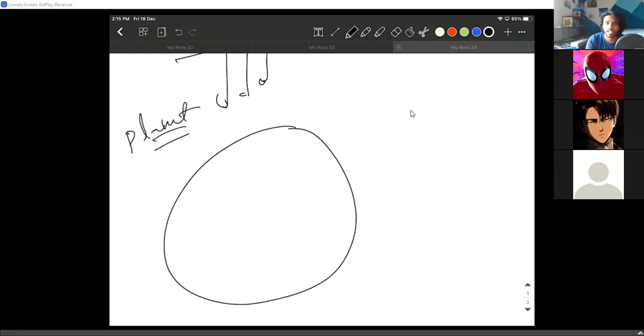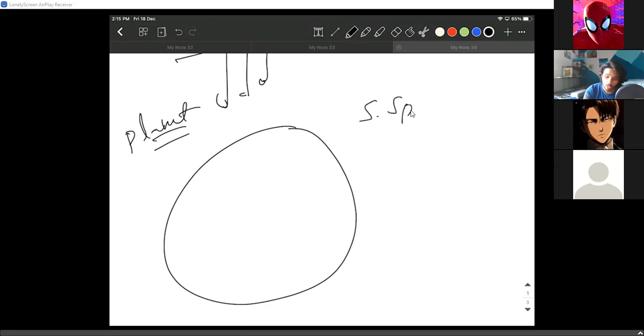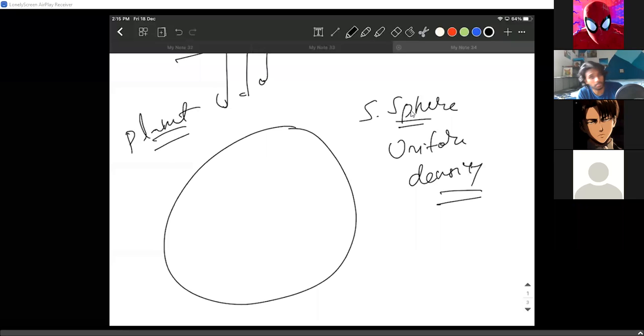What is the biggest assumption, Aditya, since you're unmuted? Solid sphere. Just imagine it is a solid sphere of uniform density. Yes, sir. This is the biggest assumption that we make. That is not true, clearly.